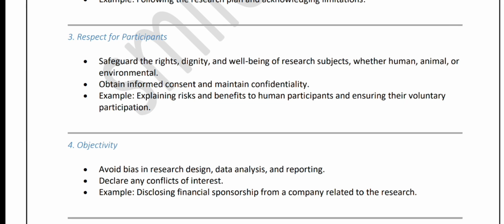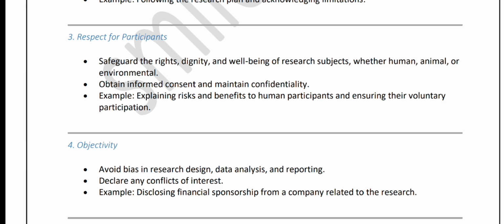So for example, explaining risks and benefits to a human participant, ensuring their voluntary participation. So objectivity: avoid bias in research design, data analysis and reporting. So avoiding bias, which means objectivity, means avoiding bias in research design, avoiding unnecessary things in the design or data analysis or reporting.